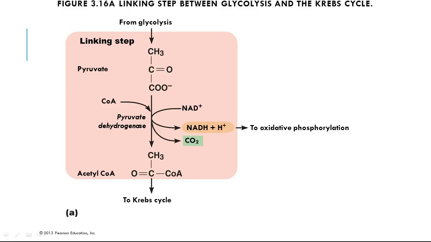Again, this is just coenzyme A. So that forms something called acetyl-CoA. So the intermediate step makes for us acetyl-CoA. It also gives us some NADH and hydrogen ion, and also carbon dioxide. How much ATP is made here? None.